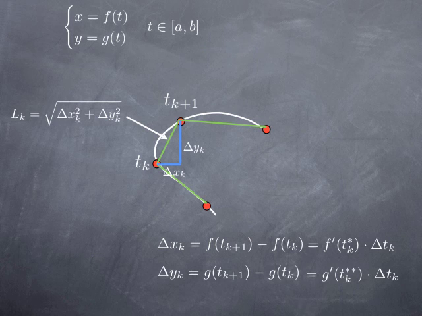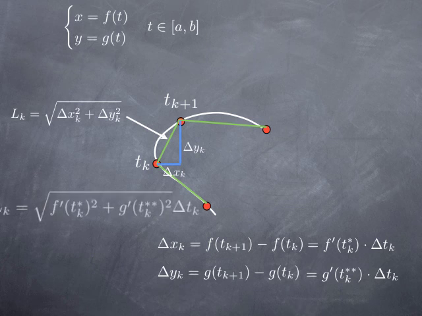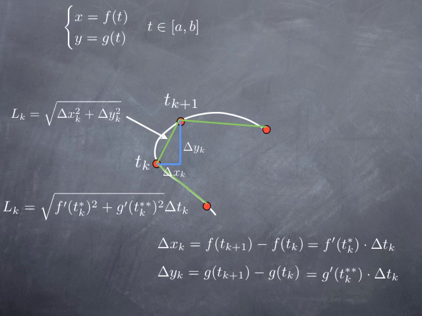So replacing this inside the formula for L_k, we get the sum of the squares of these two quantities, and you see that the sum of the squares is now going to be f prime of t_k* squared multiplied by delta t_k squared, and then we add g prime of t_k** squared multiplied by delta t_k squared. We can factor out the delta t_k squared and then pull it out of the square root in the formula for L_k, and this is what we obtain. So this is for the length of just one line segment joining two consecutive points on the curve in the partition that we have designed here.